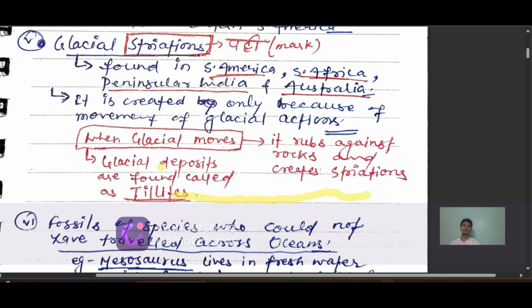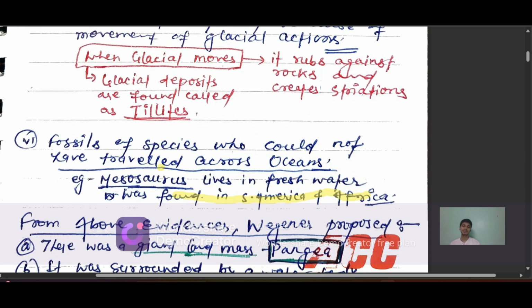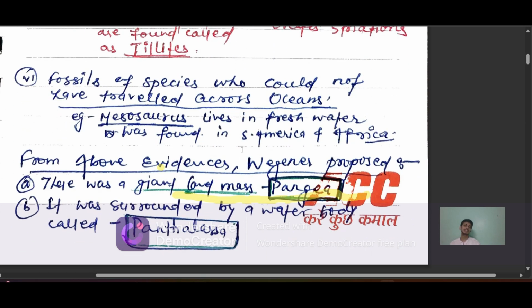Sixth, he gave us fossils of species that could not have traveled across the ocean. It means species that cannot travel in water, like Mesosaurus, which lives in fresh water, was found in South America and Africa. It means earlier the continents were one landmass. That's why they can be found at two places.